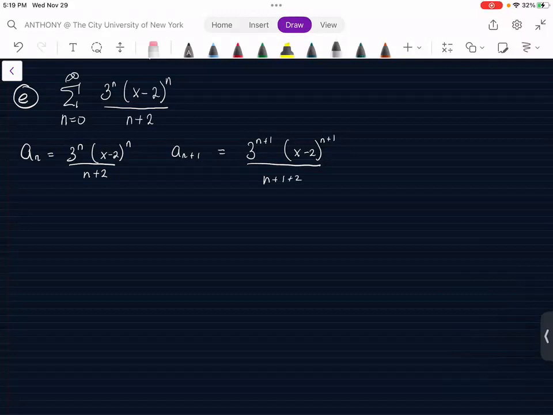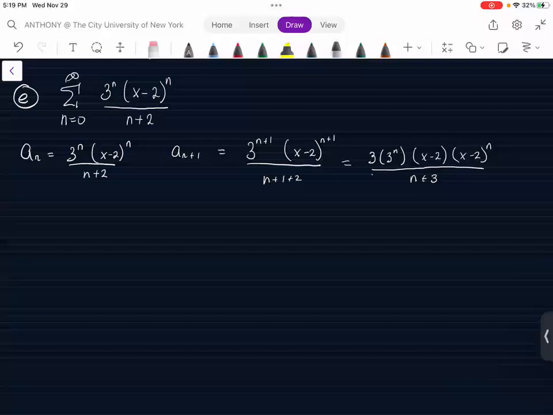Now, you could do your rewrites here if you want. You could say that first piece, 3^(n+1), is really 3 times 3^n. The next one would be (x minus 2) times (x minus 2)^n. And then in your denominator, it's going to be n plus 3. The reason I did the rewrite this way is because when I have to compute the limit, I've got to simplify. So I'd rather show you all the pieces.